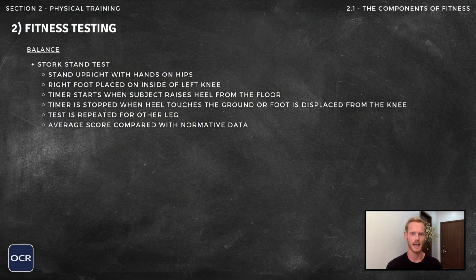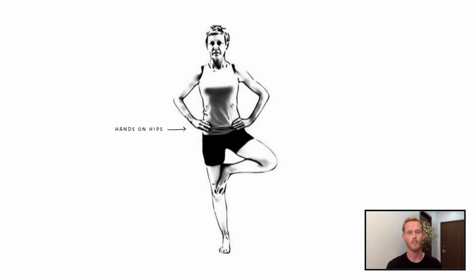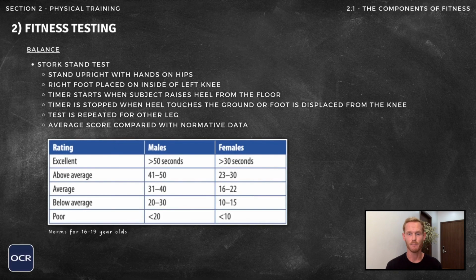Next, the Stork stand test, which is used to measure balance. The participant stands upright with toes facing forwards and their hands on their hips. The right leg is lifted and the foot placed against the inside of the left knee. The timer is started as the participant rises up onto their toes and stopped when the heel touches the ground or the right foot parts from the left knee. The test is then repeated for the left leg and the average score for both legs is compared with normative data.